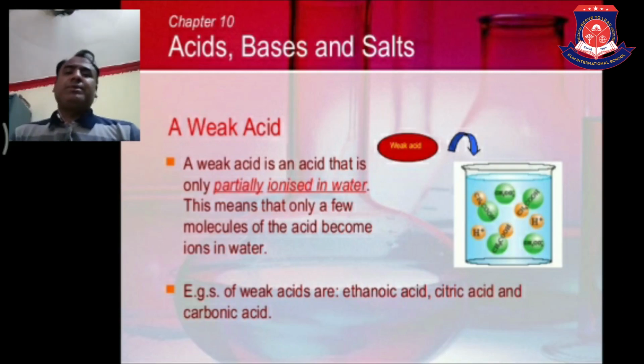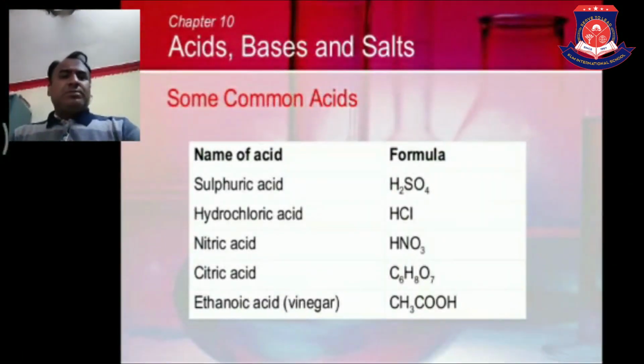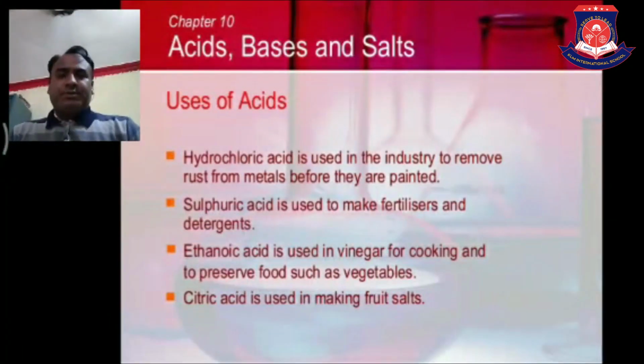मतलब यहाँ से H positive ion आपको completely नहीं मिलेंगे. That's why they are called weak acids. Some of the common acids are sulfuric acid H2SO4, hydrochloric acid HCl, nitric acid HNO3, citric acid C6H8O7, and ethanoic acid.